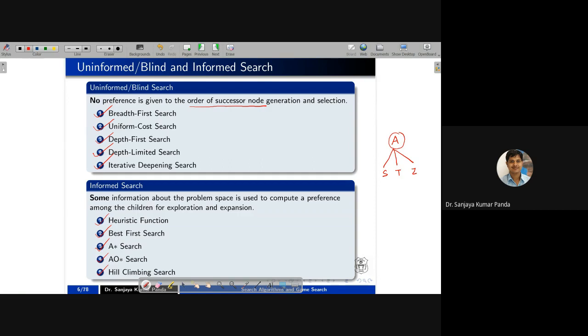So this is all related to the definitions and what are the search strategies we are going to discuss in this session. Anyone having any questions related to uninformed search and informed search? Okay, I'll discuss one by one.